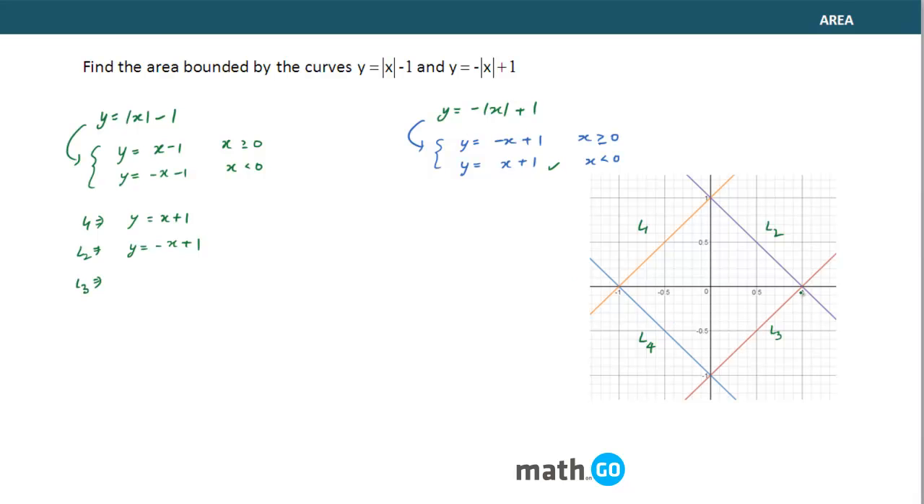So L3 has 1 as the x-intercept and minus 1 as the y-intercept. So this particular line is y is equal to x minus 1, and L4 will be the fourth line, that is y is equal to minus x minus 1. At first it looks like a pair of two parallel lines. So you can clearly see that L1 and L3 are parallel, and L2 and L4 are parallel.